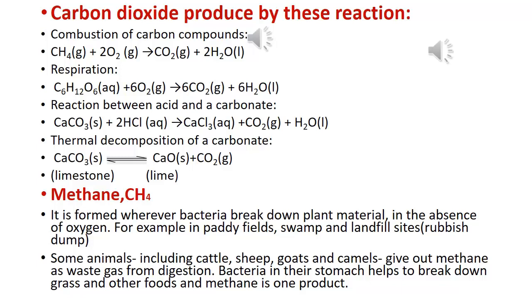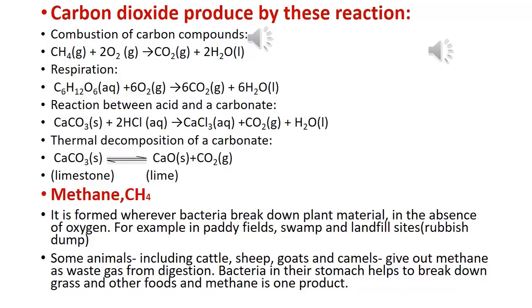Not only from that, some animals like sheep, goat, camel, that is cattle, give out methane as waste gas from digestion. So after digestion, the gas comes out from these animals. These domestic animals give out what gas? Methane gas. So what actually happens inside their stomach? Bacteria in their stomach, that is good bacteria, help to break down the food eaten by the animals. So what food do these domestic animals eat? Normally grass and other foods. When these foods are broken down by bacteria, methane gas is produced and that waste gas comes out and spreads in the atmosphere. This is how the methane gas is produced.